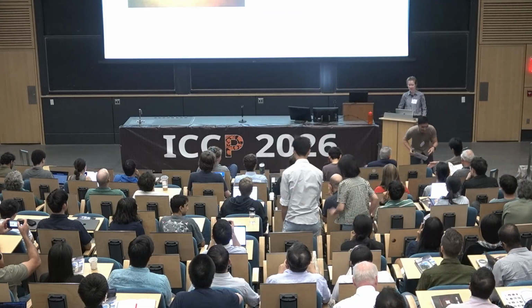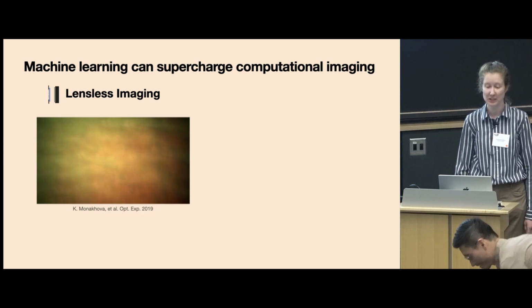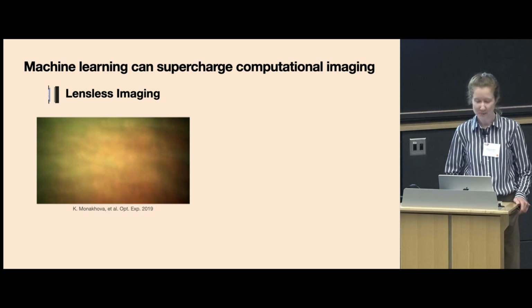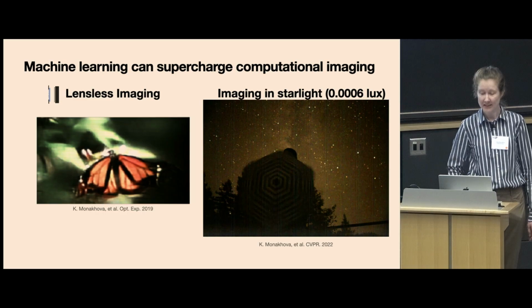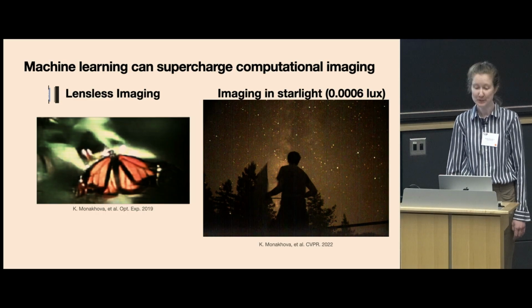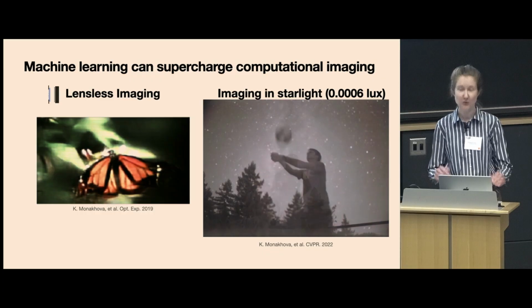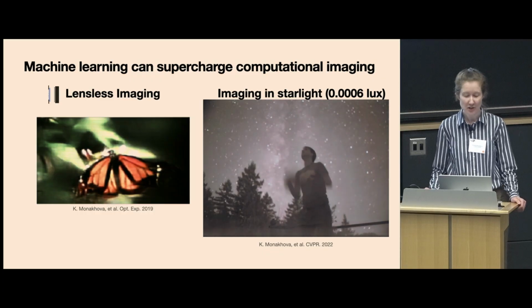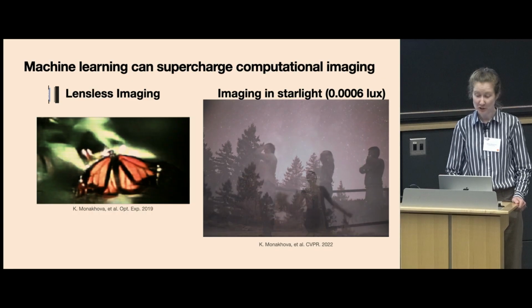So as we've seen from the previous talk, machine learning can really supercharge computational imaging. In my own work, I've shown that machine learning can be really powerful as a prior for lensless cameras. And for extremely noisy clips in starlight, it can serve as a very powerful prior as well to merge very faint signals together to create plausible-looking videos. For photography, this is wonderful.